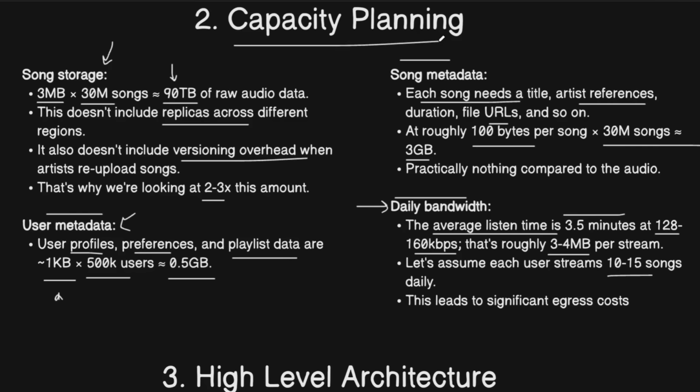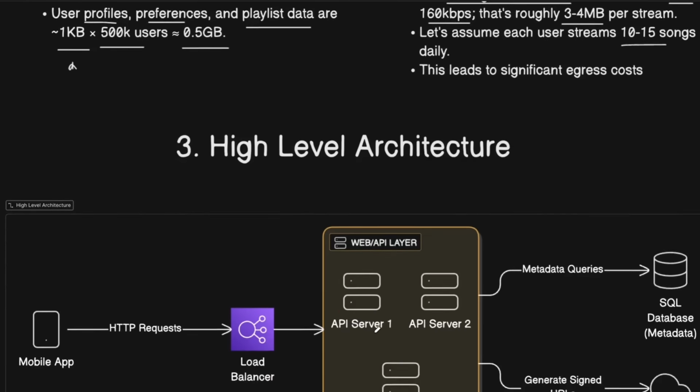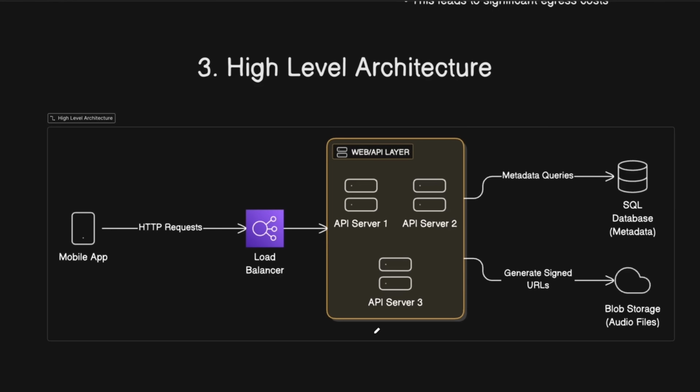Overall, the key insight that we get from the capacity planning is that audio will dominate both storage costs and bandwidth. The metadata is just a small portion of this system. So with that, we can move on to the high-level architecture, a very high-level architecture for now.